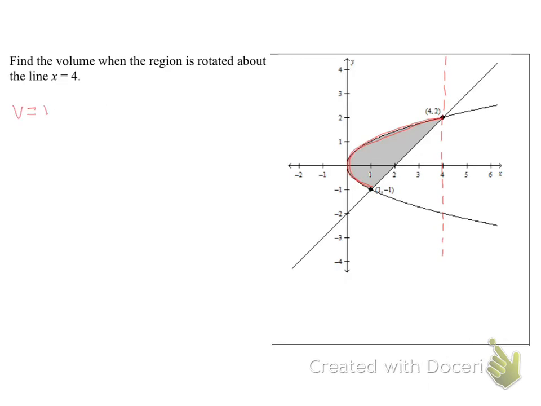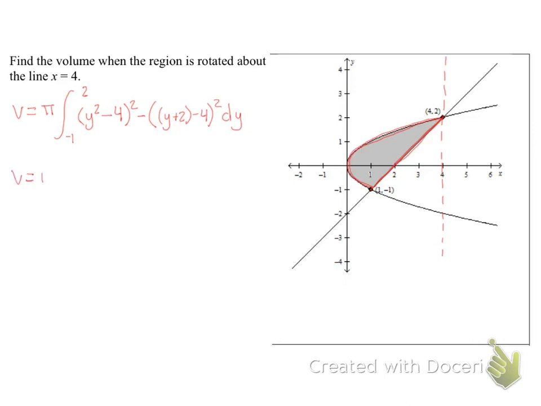So V is going to equal pi times the integral from the same y values, from -1 to 2. Your outer function is going to be y squared minus the axis, which is 4, and all of that squared, minus your inner function, which is y plus 2 minus 4, all of that squared dy.